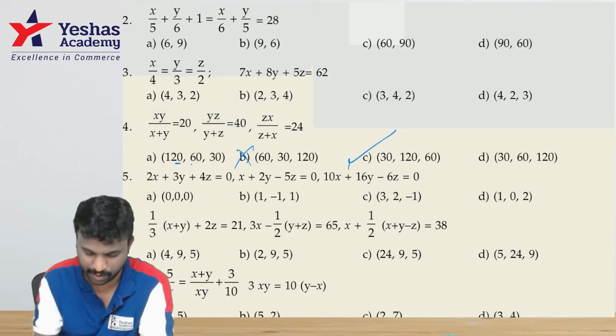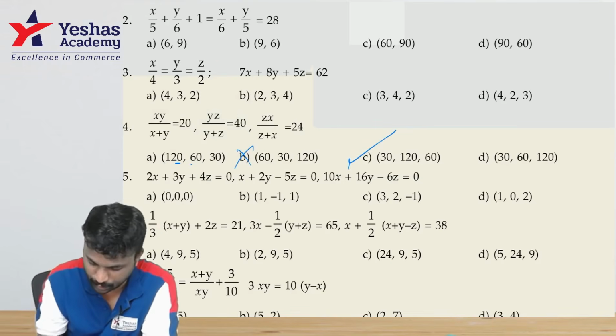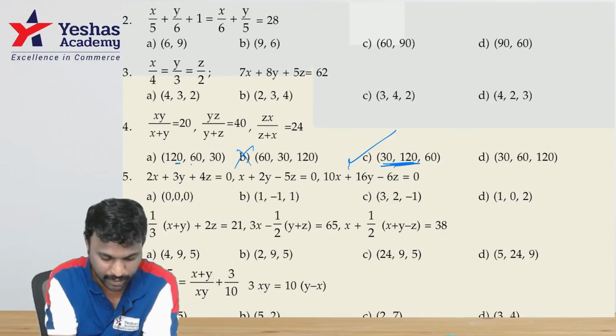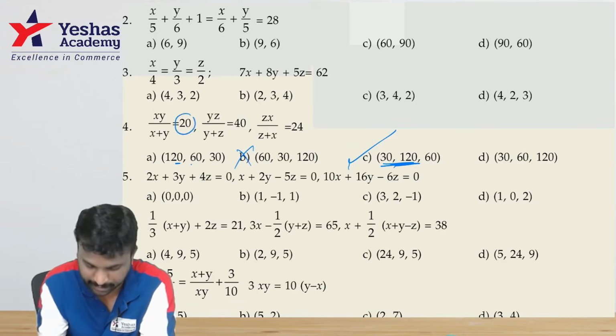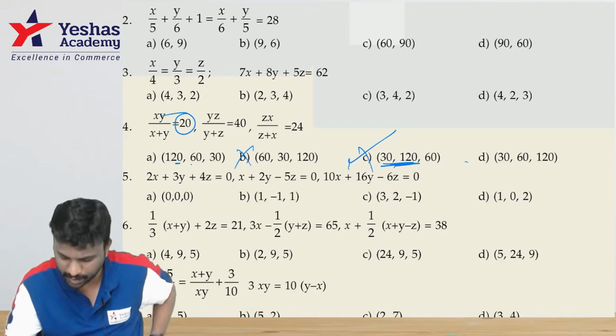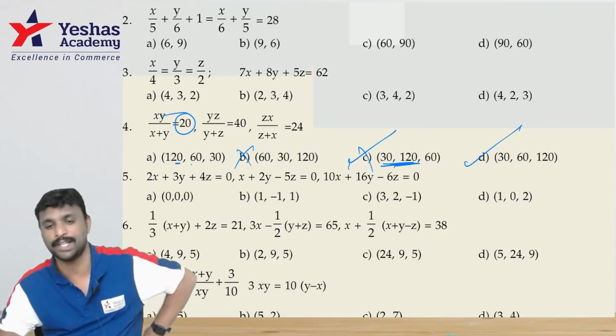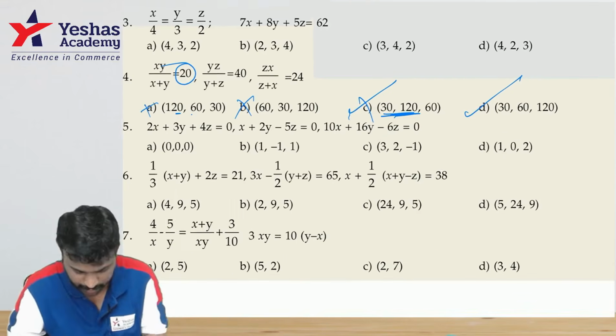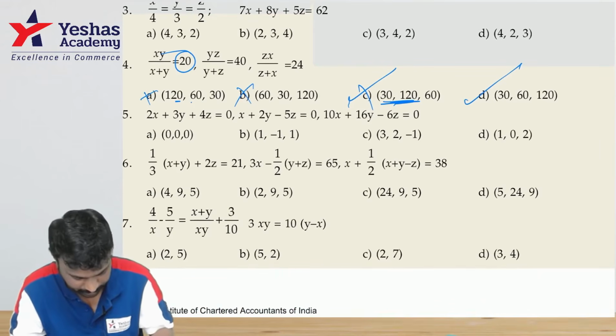Now, option C we should check. 30 into 120 divided by 150. That gives you 24, but it is given to be 20. So option C doesn't satisfy. The only option remaining is option D. It should satisfy all the equations. Have you understood? Guys, moving on to the next question, that is question number 5.